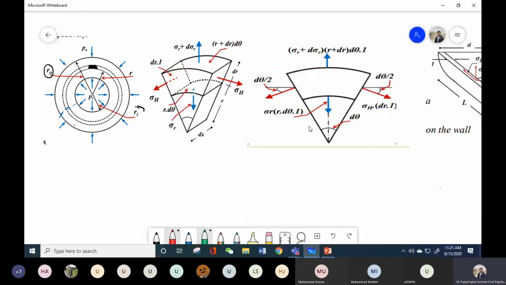So from this figure, now I have two factors, sigma h and sigma r, and this is what we need to determine to calculate the stresses in the case of a thick cylinder. So if I look at this figure and write the equation for sigma Fy equal to 0. By the way, can anyone tell me why this angle is also d theta by 2? Just think about it.